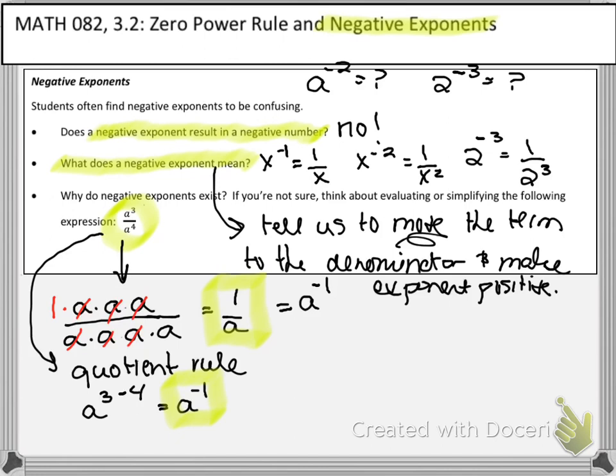Hopefully you can see that negative exponents have to exist because sometimes when we're applying the quotient rule, if the degree of the denominator is larger than the degree of the numerator, we will end up with a negative exponent. They will happen in the course of algebra. Writing it out as multiplication, we can see that what a negative exponent really means is that we're dividing by whatever that value is.